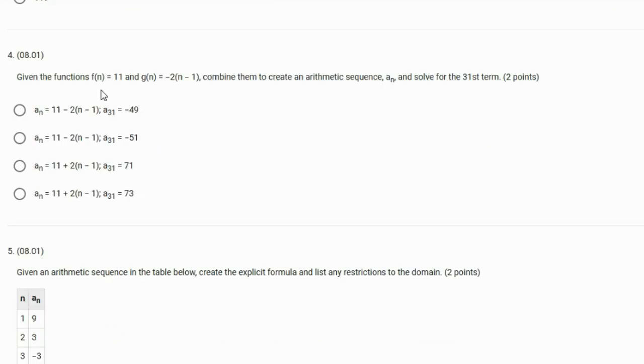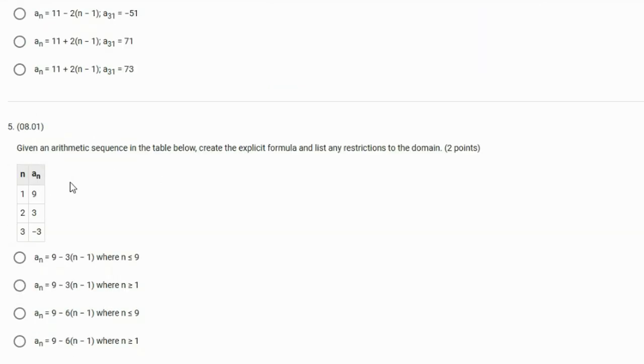Okay, it says, all right, if we have the function f of n equals 11, which is the constant part, which is a sub 1, and this part, negative 2 times n minus 1, that's the common difference. Combine them to create one equation, which all you do is add those together. 11 minus 2 times n minus 1, and then find the 31st term. Just substitute 31 in there, and which one of these is correct.